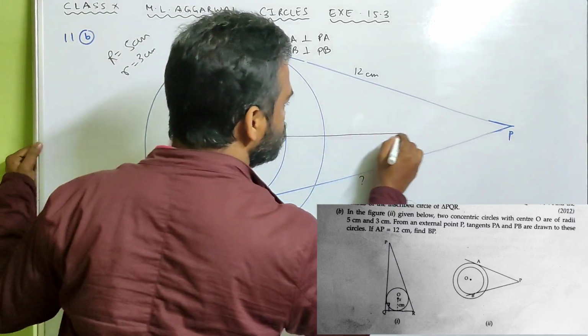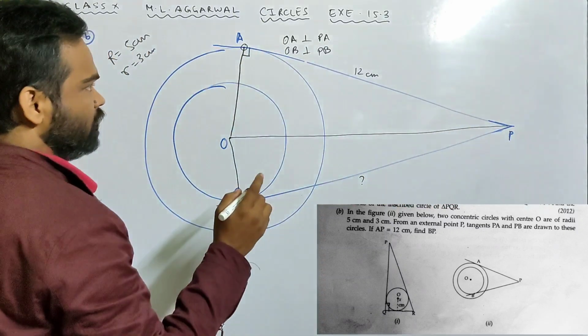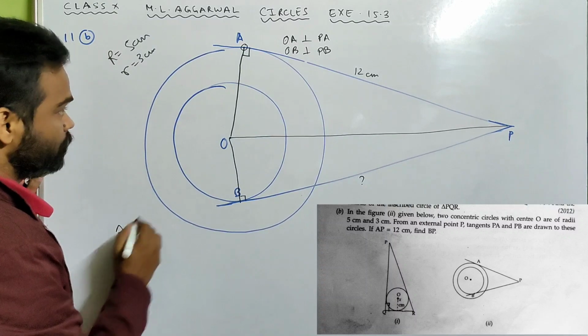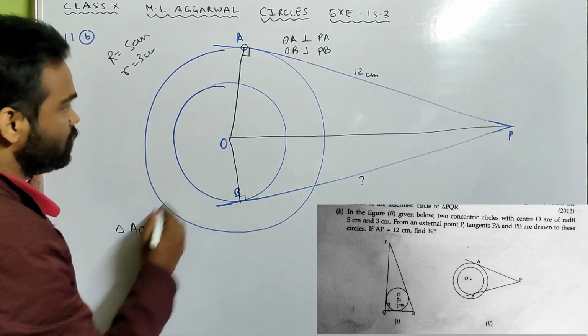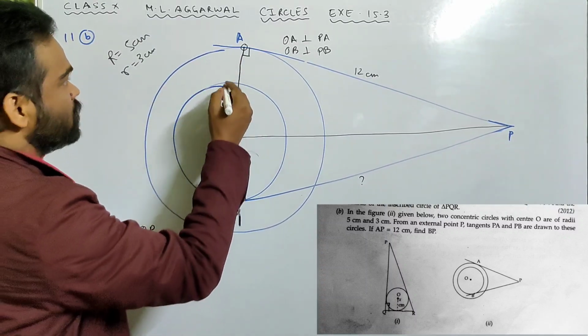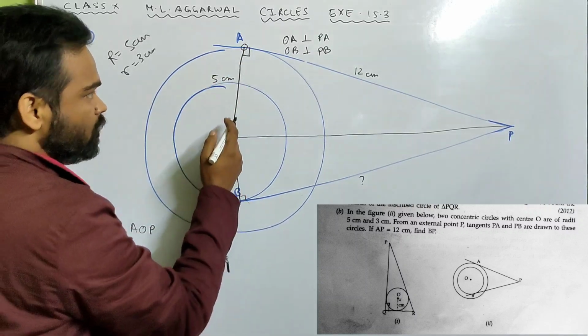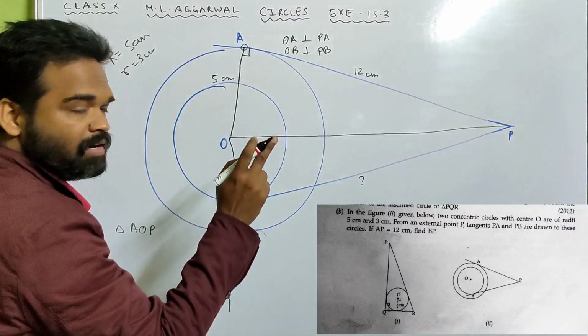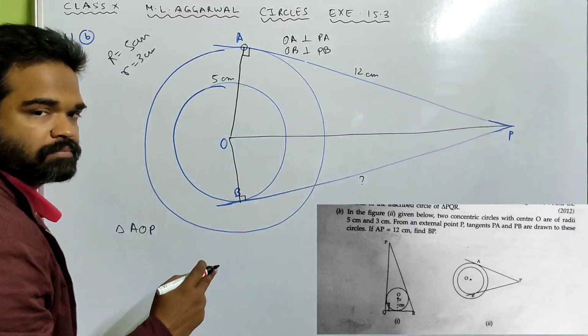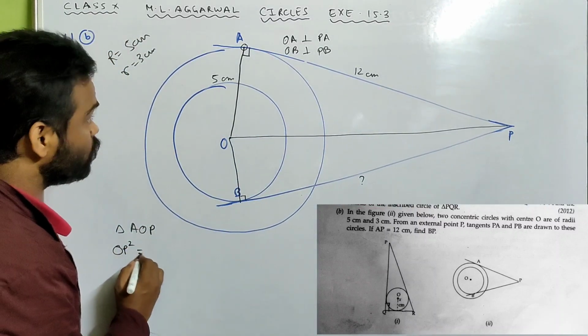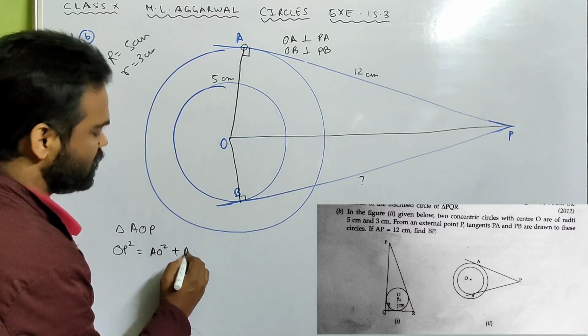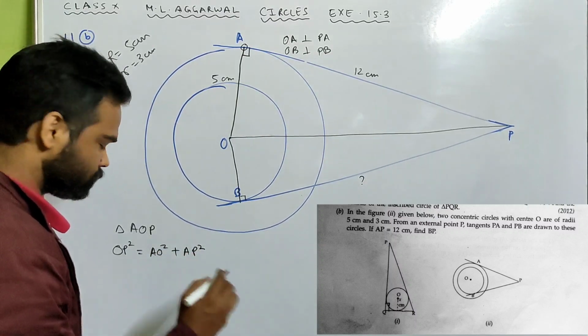Join OP. Now look carefully. In triangle AOP, AO is the radius of the bigger circle. This is 5 cm. This is 90 degrees. So in triangle AOP, that's a right angle triangle. OP is the hypotenuse. So I can say OP square is AO square plus AP square by Pythagoras theorem.